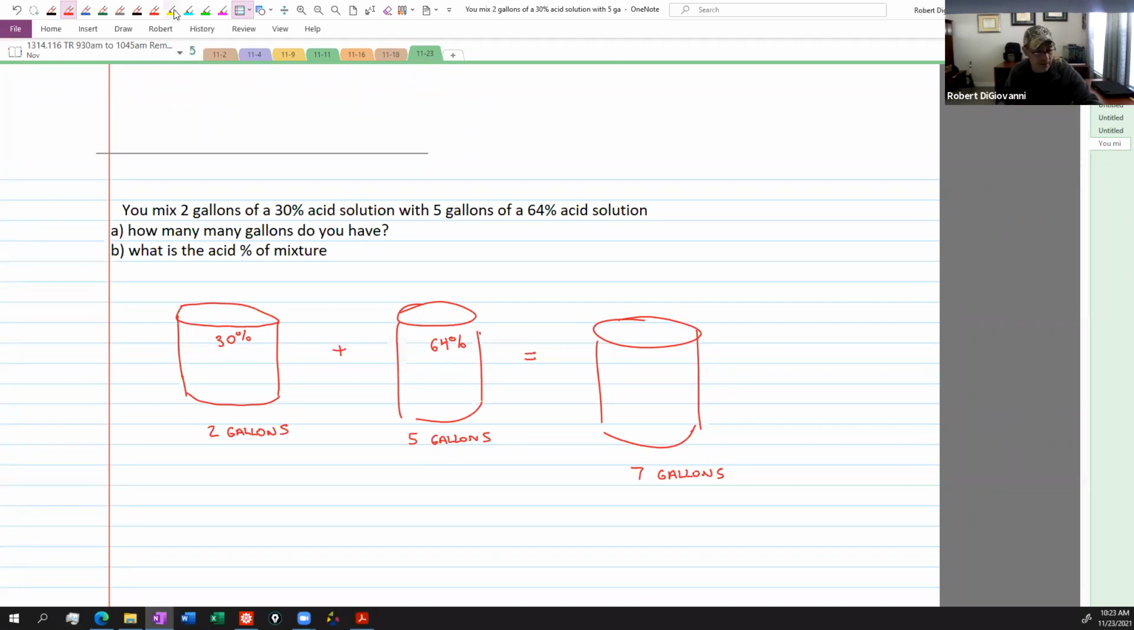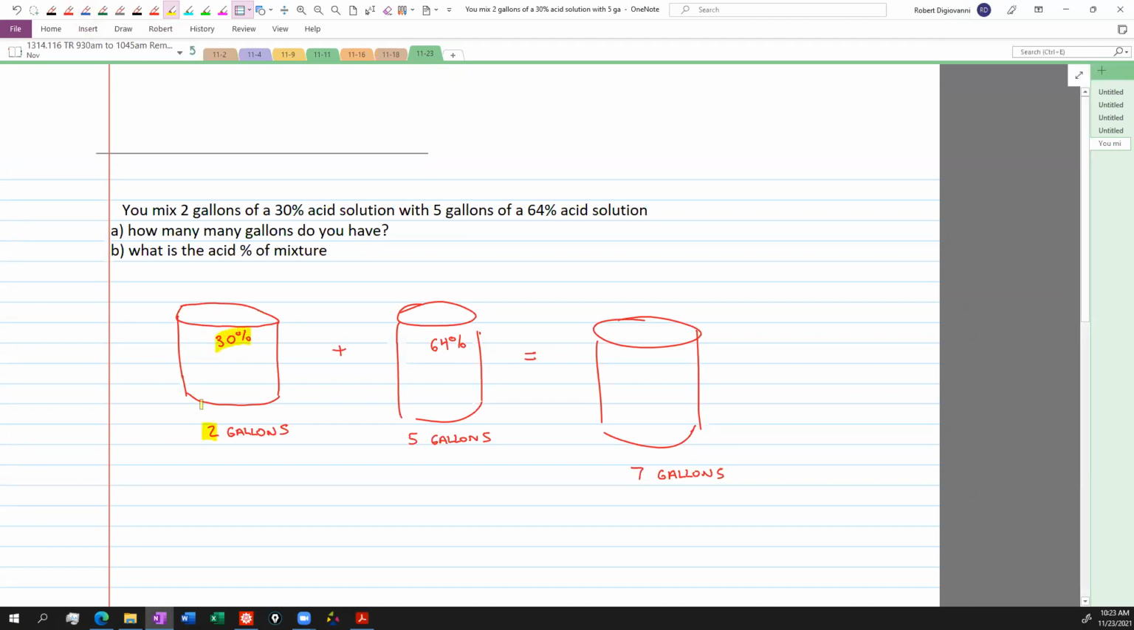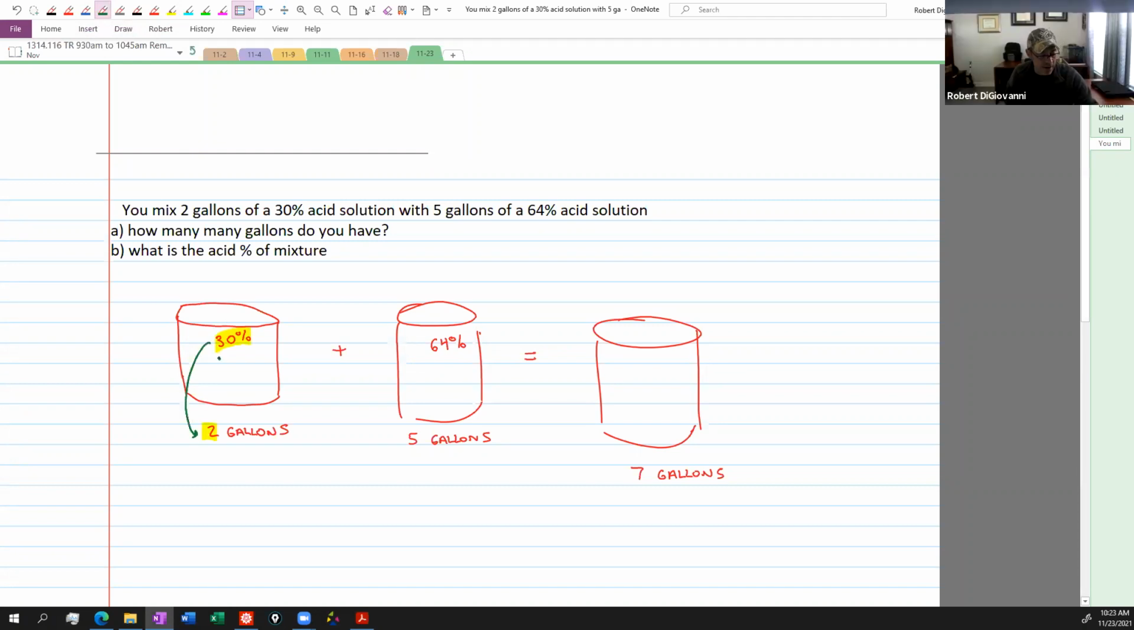So the way you do this, following the same format as last time, is we're going to take this percentage and multiply it times this. But we have to have that percentage as a decimal. So we're actually going to take 0.3 and multiply it times 2. And what does that give us? If you do 2 times 0.3, you should get 0.6. This is how much acid there is here. If you have 2 gallons and 30% of it is acid, then 2 gallons times 0.3 should be how much acid you have here.